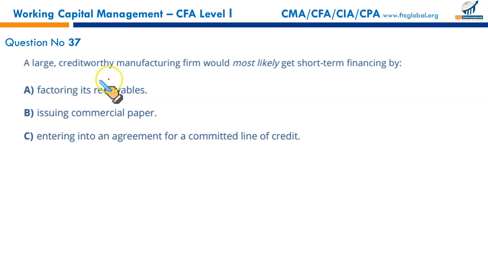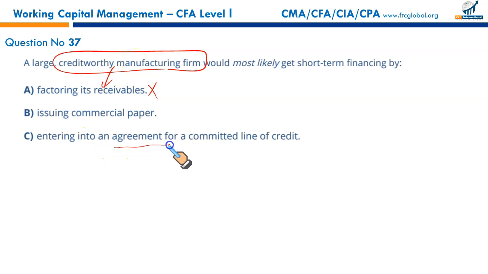A large credit-worthy manufacturing firm would most likely get short-term financing by, remember we are talking about a large credit-worthy manufacturing firm. So how would it raise short-term financing? Factoring its receivables? No, that's costly. That's not what a larger organization would go for.